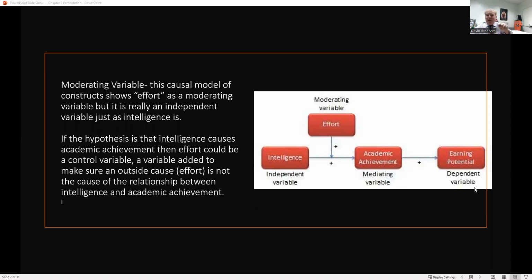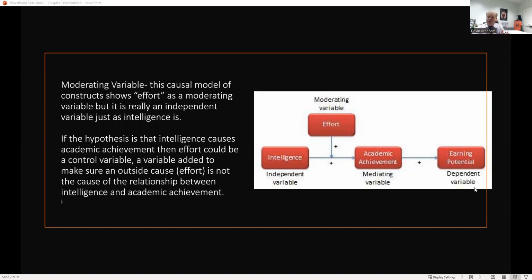Okay, another thing that your text talks about are moderating variables. These are independent variables. These are causal variables of constructs that show independent effects. For instance, on this particular model, academic achievement is a mediating variable. In other words, it's a dependent variable and an independent variable. So if you look at it, intelligence is hypothesized to have a positive impact on academic achievement. You see the little plus sign by the arrow. That means the higher your intelligence is, the higher your academic achievement is hypothesized to be.